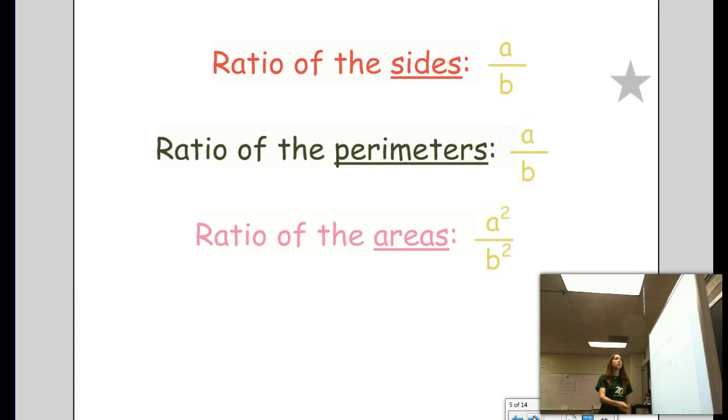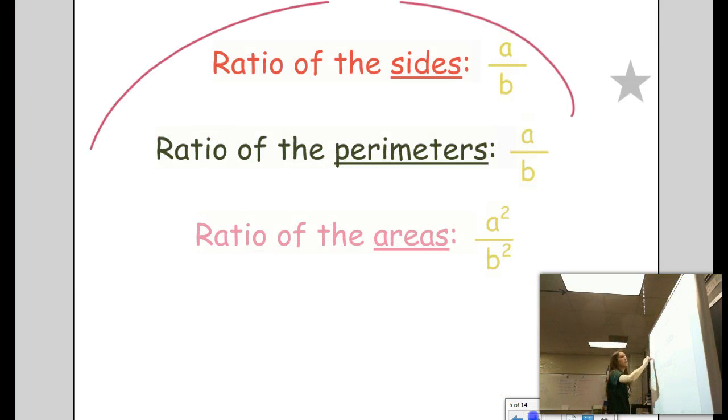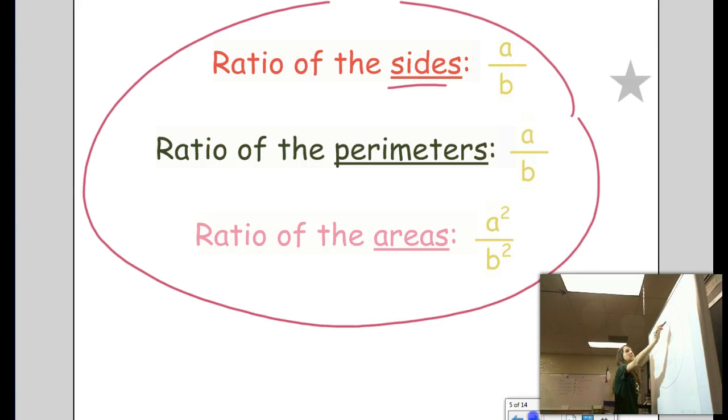Write this on your notes. The ratio of the sides is A to B. The ratio of the perimeters is A to B. The ratio of the areas is A squared to B squared.